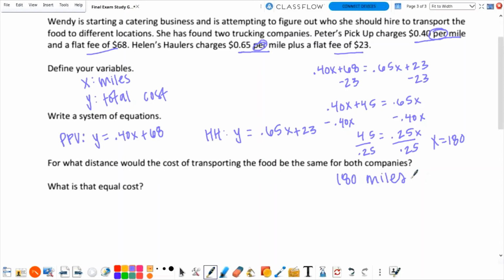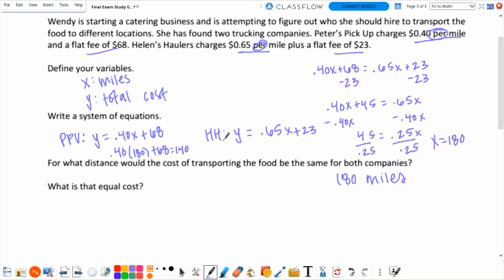All right, and then it asks us what is the equal cost. So you can just plug that in. Let's see, 0.40 times 180 plus 68. That gives us 140. So if you say 0.40 times 180 plus 68, that gave us 140.